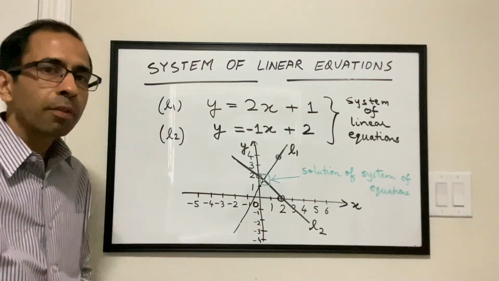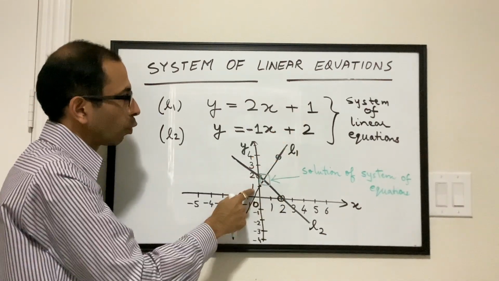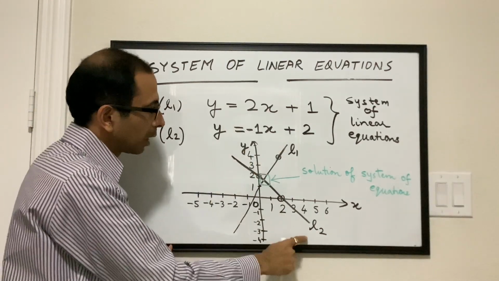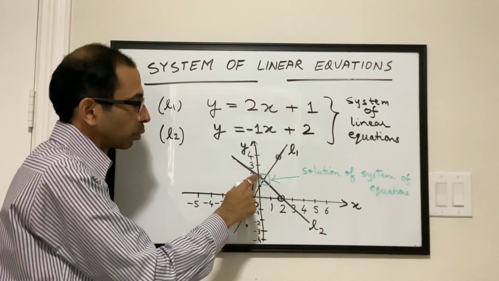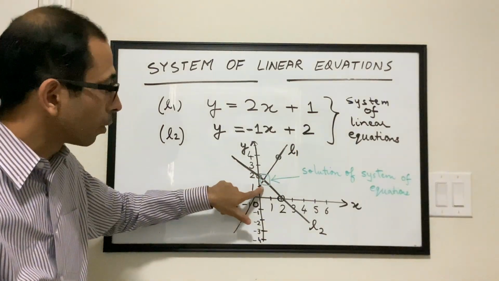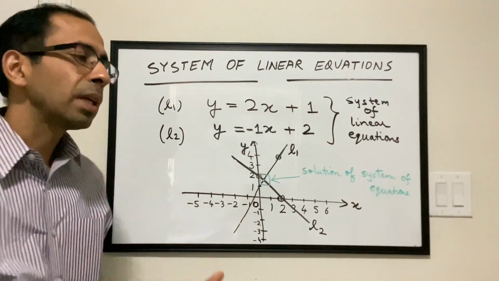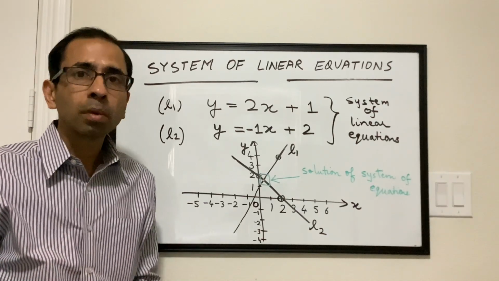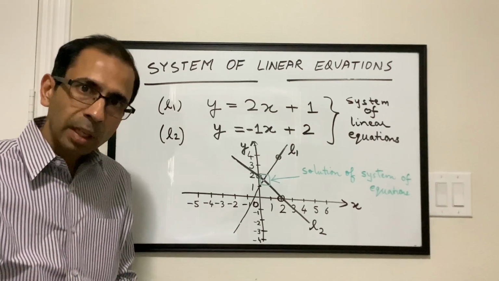As we see on the graph here, we have plotted the first line L1, which has a y-intercept of 1 and a slope of 2. We have also plotted the second line L2, which has a negative slope of -1 and a y-intercept of 2. We also see that these two lines intersect at this point, which is the solution of the system of equations. So if somebody is asking you to solve a system of equations, or to find the solution of a system of equations, they are essentially asking you to find the point of intersection.